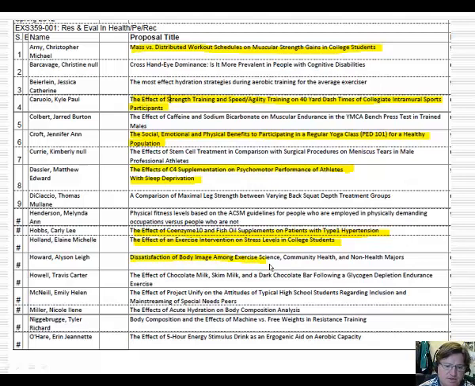Dissatisfaction of body image among exercise science, community health, and non-health majors. The effect of chocolate milk, skim milk, and dark chocolate bar following a glycogen depletion endurance exercise. The effect of Project Unify, which is a program curriculum, on the attitudes of typical high school students regarding inclusion and mainstream of special needs peers. Body composition and the effects of machine versus free weights in resistance training. The effect of 5-hour energy stimulus drink as an ergogenic aid on aerobic capacity.